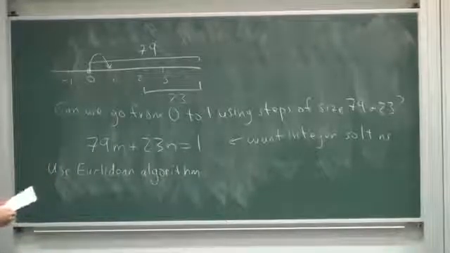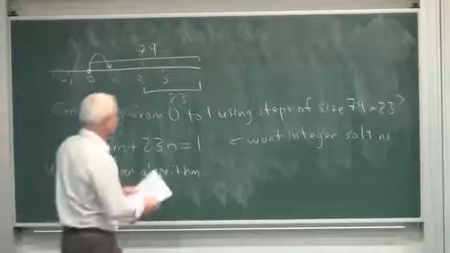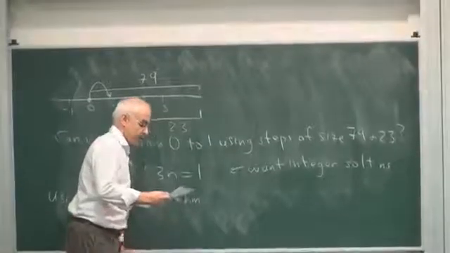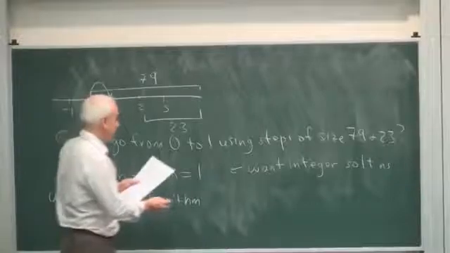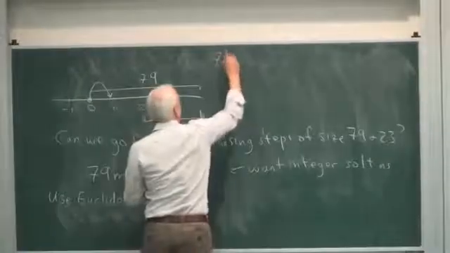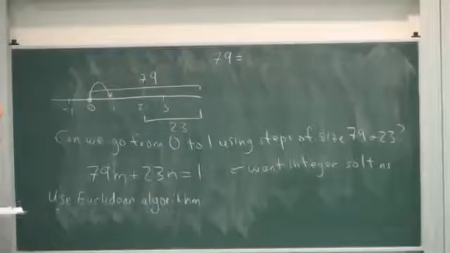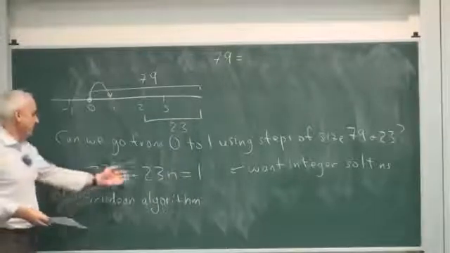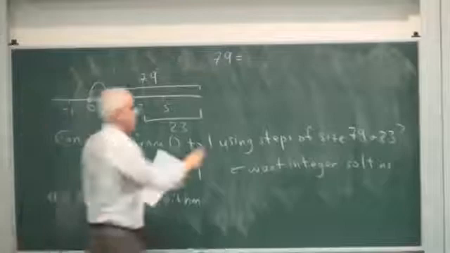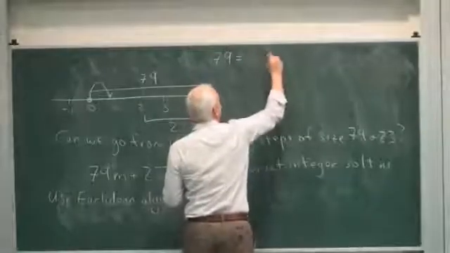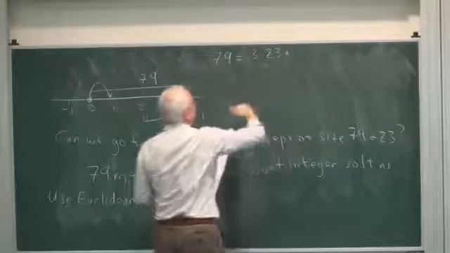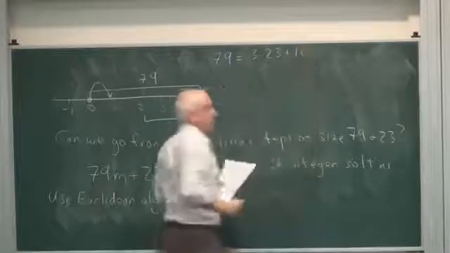So how do we use the Euclidean algorithm? Well, let me go up here. And so suppose that we divide 79 by 23. 79 being the bigger one, so we'll divide it by 23. It goes 3 times. That's a total of 69 plus a remainder of 10.